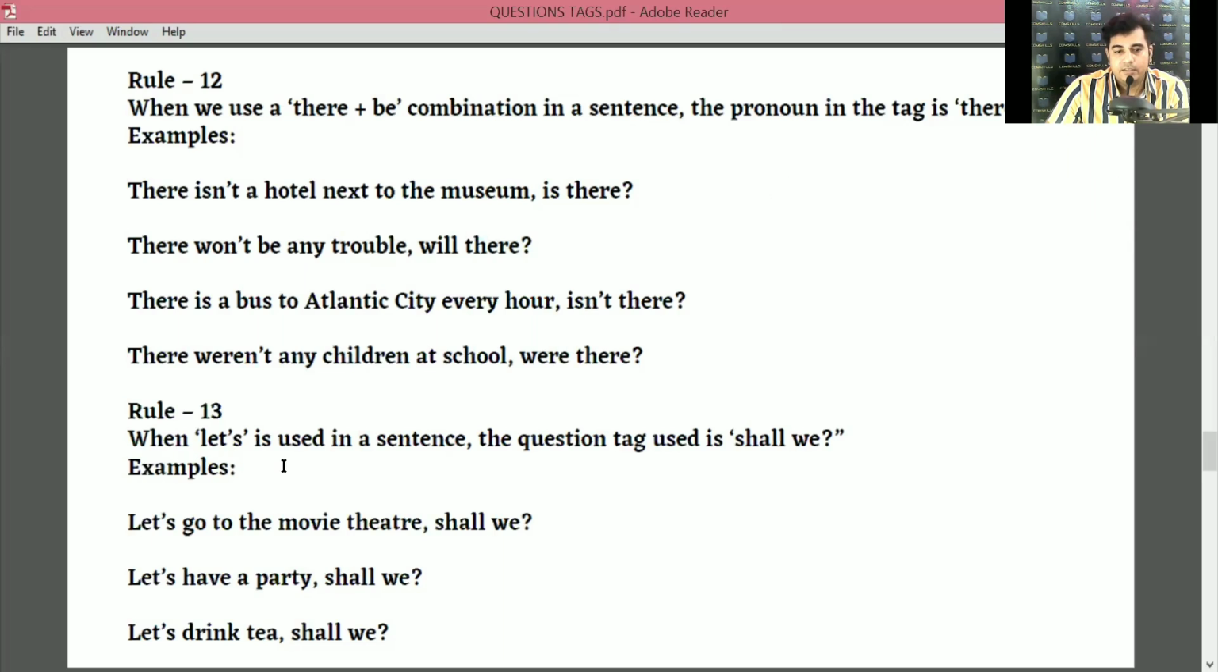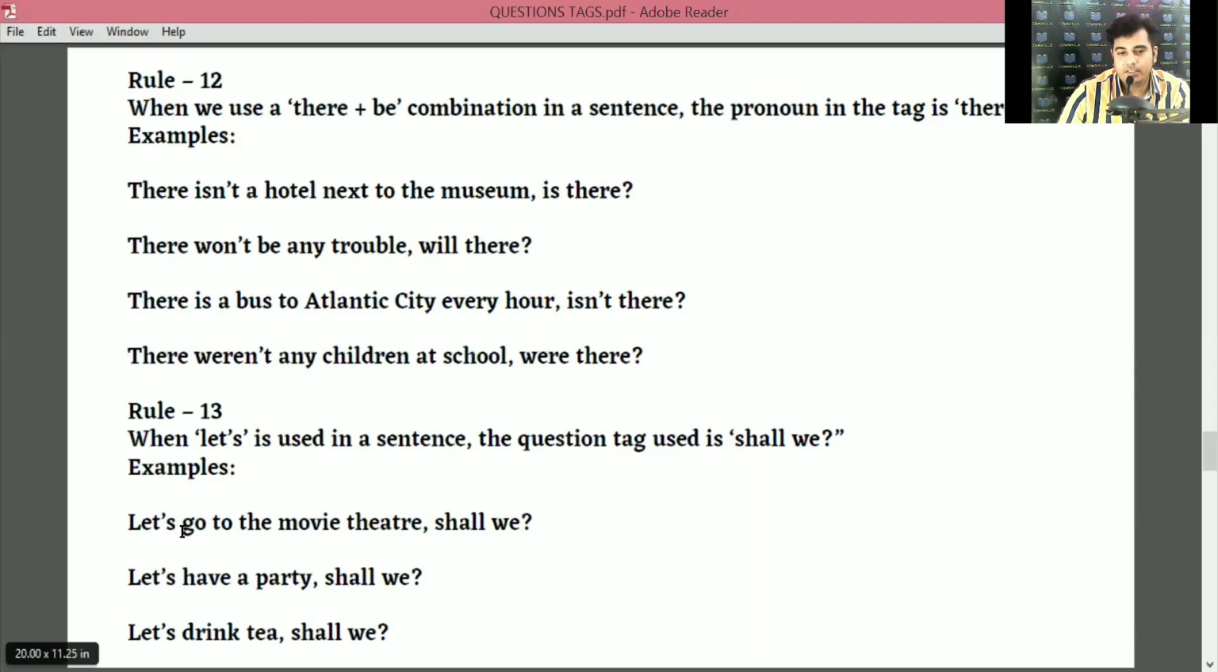Then rule number 13. When let's is used in a sentence, the question tag used is shall we. Whenever you see let's, you use shall in the question tag. Let's go to the movie theater, shall we? So we are giving a kind of suggestion to our friends. We are having a conversation and we have some suggestions. Let's go to the party. Let's go enjoy driving like that. Shall we? Should we go or not? Shall we?